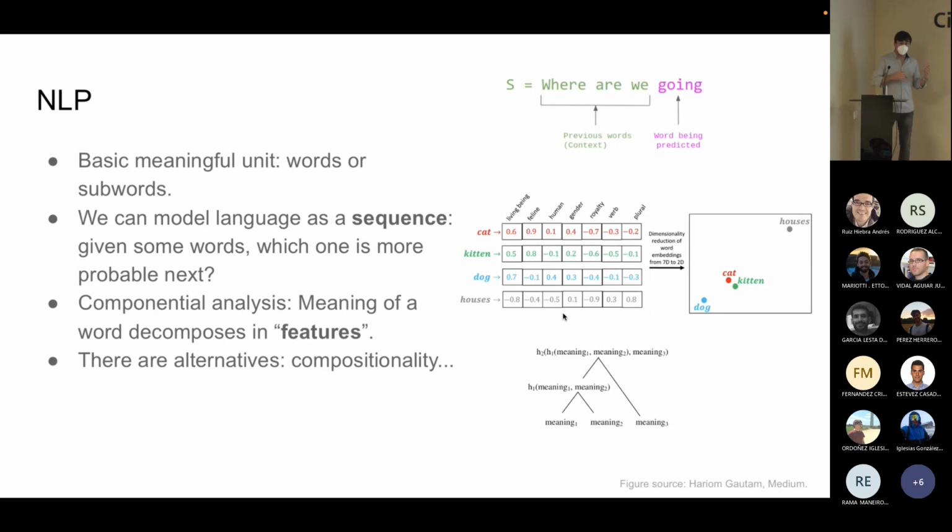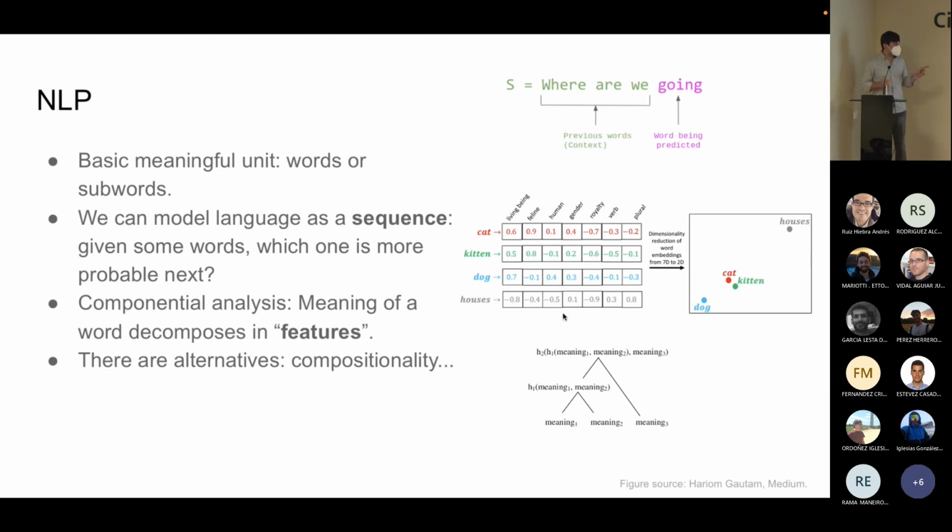We will see that current systems will do this in a data-driven fashion. We won't tell the system which features it has to score, but the system will automatically learn the features that it thinks work the best. But we won't know exactly what is the meaning of each feature. But this is an intuition.